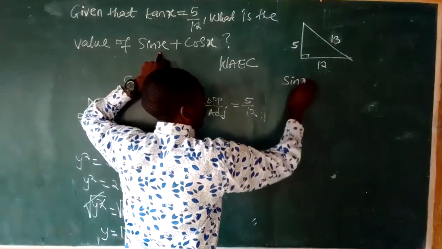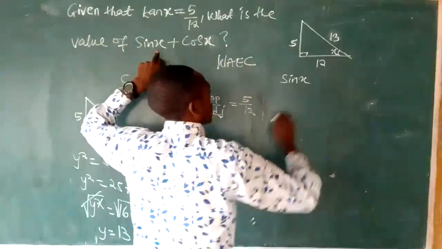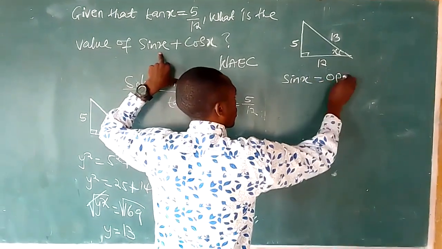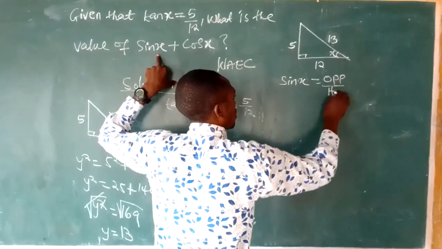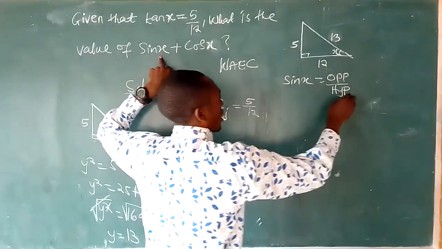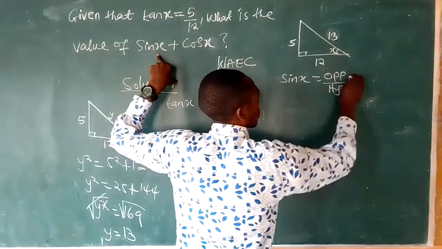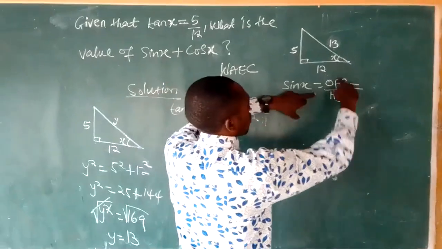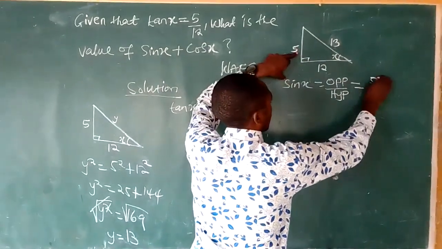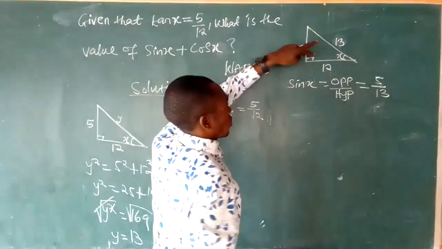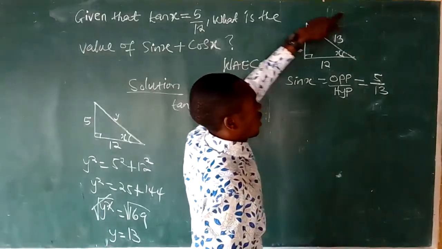Sine x, don't forget x. Sine x is the same thing as opposite over hypotenuse. So therefore we can say that sine x is going to be opposite, here 5, over the hypotenuse, which is 13.